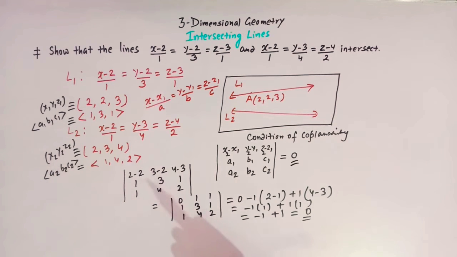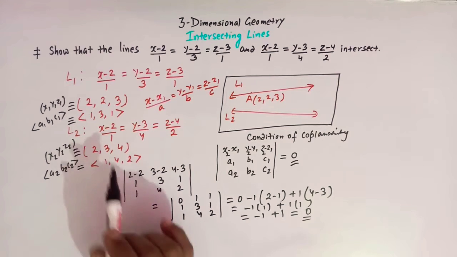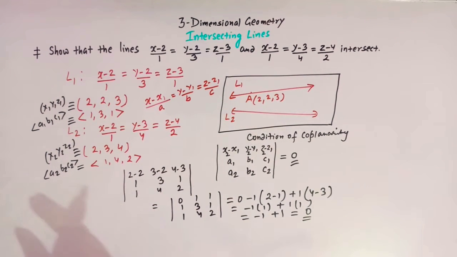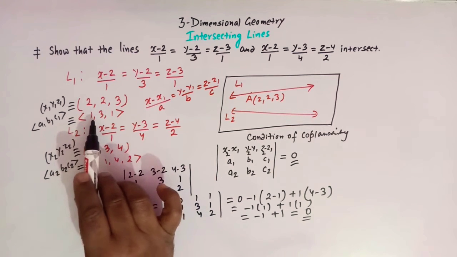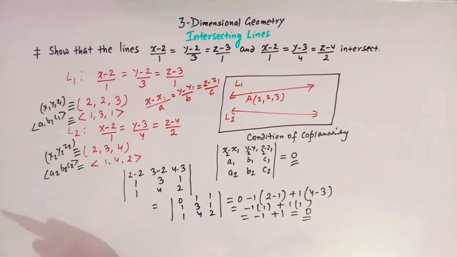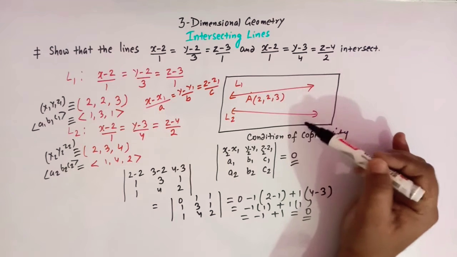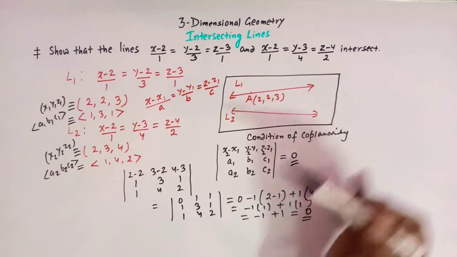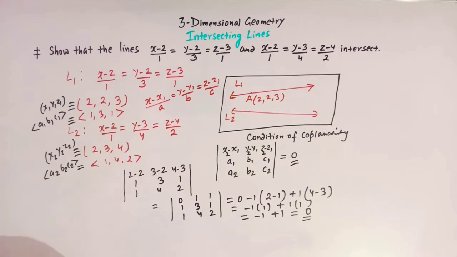So this shows that these 2 lines are coplanar, and moreover the direction ratios of the 2 lines are neither equal nor proportional. So these 2 lines must be non-parallel, and hence they must be intersecting, right? Now we can adopt the other method, and let us see.